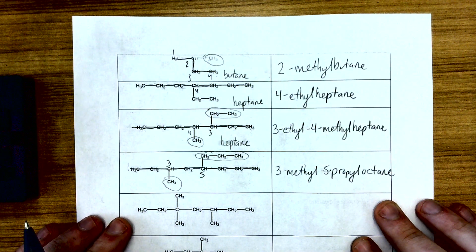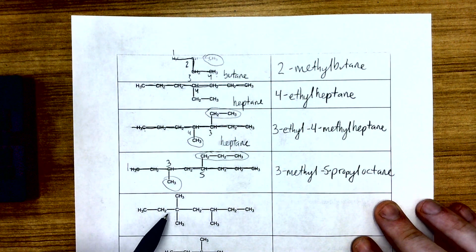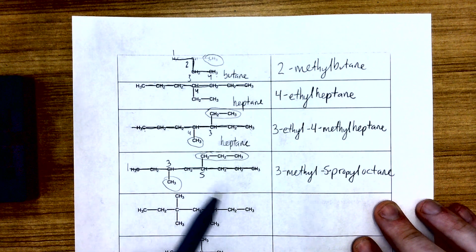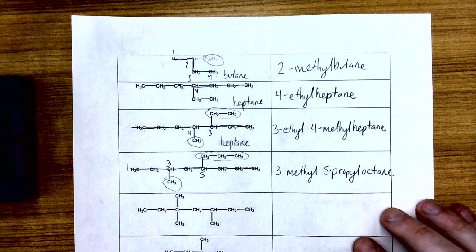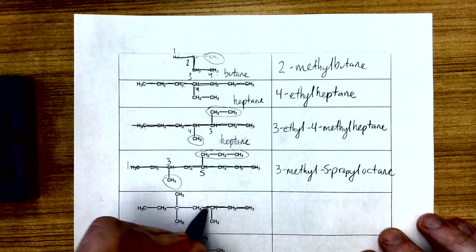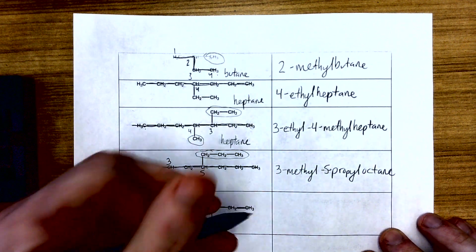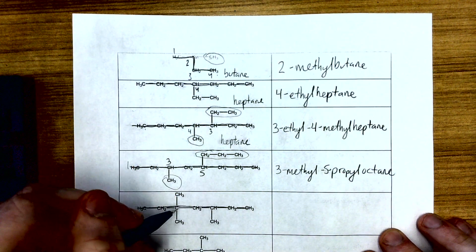And we get 3-methyl 5-propyl octane. For this last one here, I've had some debate with my students. I think there are 2 different answers here, and I'll put both. If your teacher says there's one that's better, listen to them and go with them. But the longest chain is here. It's 7 long, and no matter where you start numbering, the first branch will be 3.